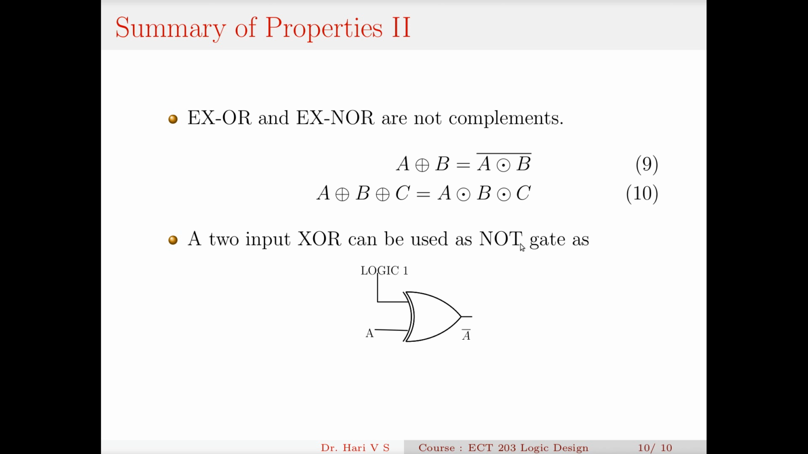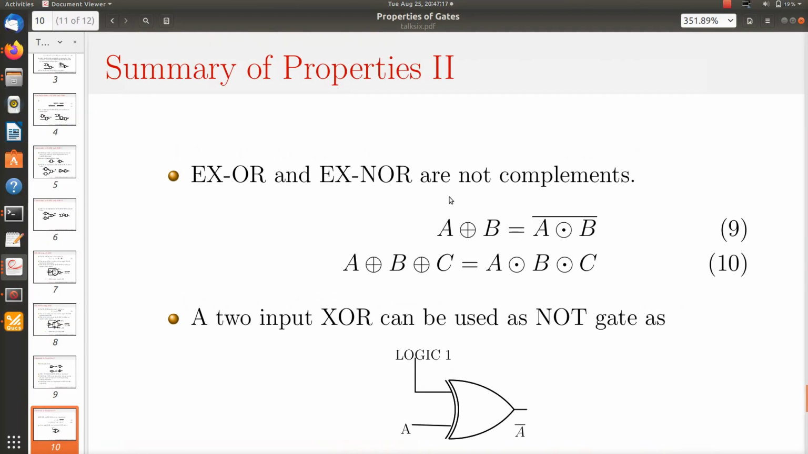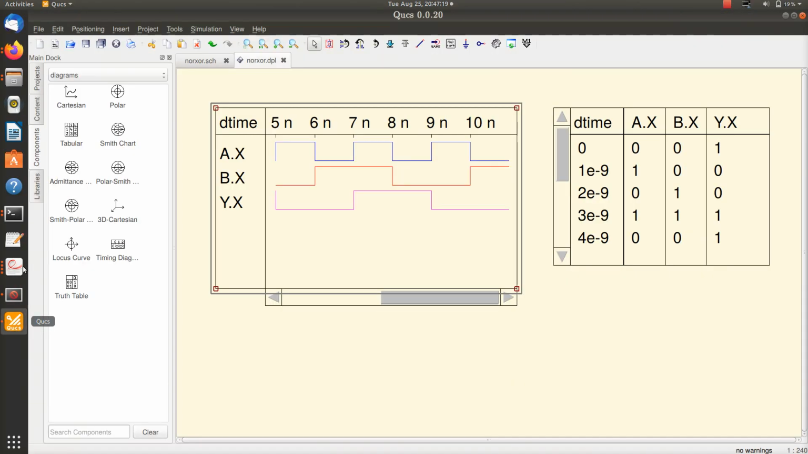Now this property, you know, like A XOR B is a complement of A XNOR B. This property number 10, I will demonstrate with a Qx code. That is, a 3 input XOR and 3 input XNOR are the same, but a 4 input XOR and 4 input XNOR are complements. So if the inputs are odd, they are the same. If the inputs are even, they are complements. That I will demonstrate with Qx.